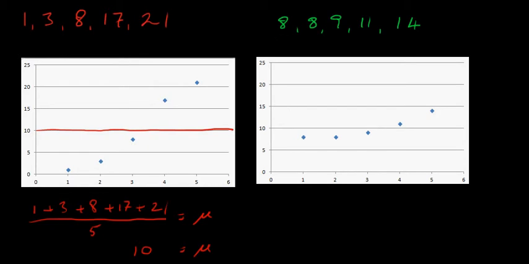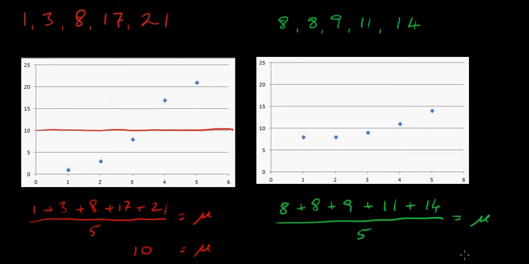Now let's do this one over here. Another set of data, so we just simply add them up. So we're going to do, let's see, 8 plus 8 plus 9 plus 11 plus 14. We're going to divide again by 5, and this will give us our population mean. And here we'll get, let's see, 24, 25, 25, 50. So again, it's 50 over 5, which is 10. So we get the same mean here. So in this case, this is going to be our mean here.